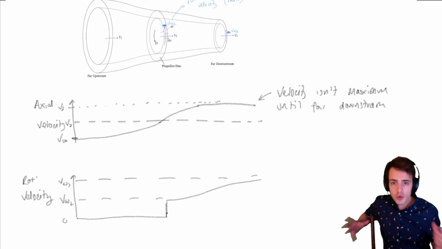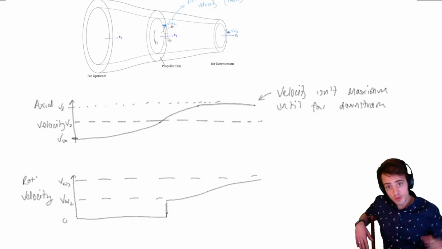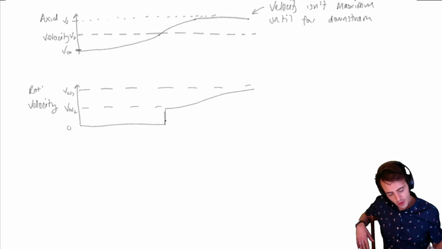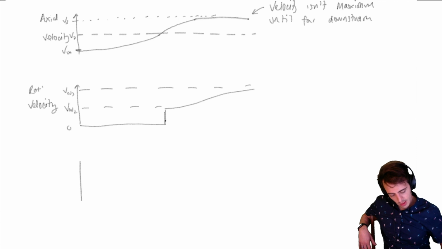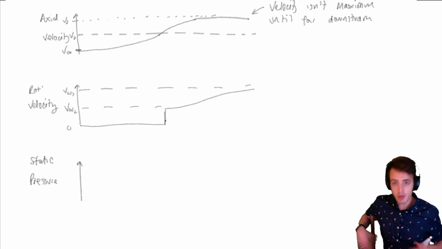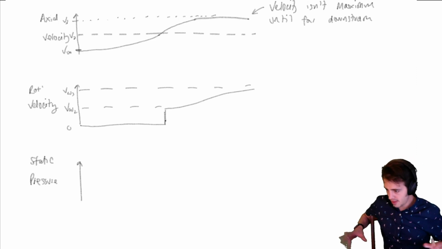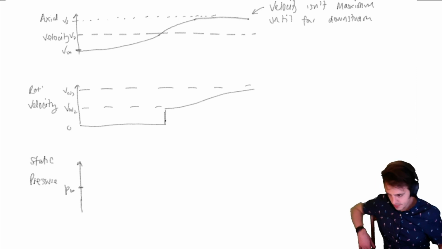To cause this variation in velocity, we don't have a velocity discontinuity, but we do have a pressure discontinuity. So there's a pressure jump across the disk. And so if we were to look at this now, this is then pressure. Let's also say static pressure. I mean, static pressure is the only form of pressure, really, but let's have a look at what happens there. So then we've got, let's say this is ambient pressure, P atmospheric.